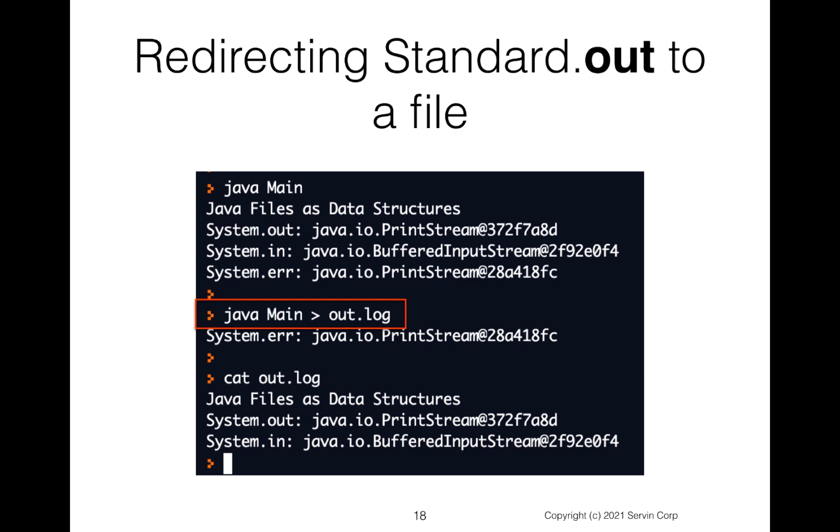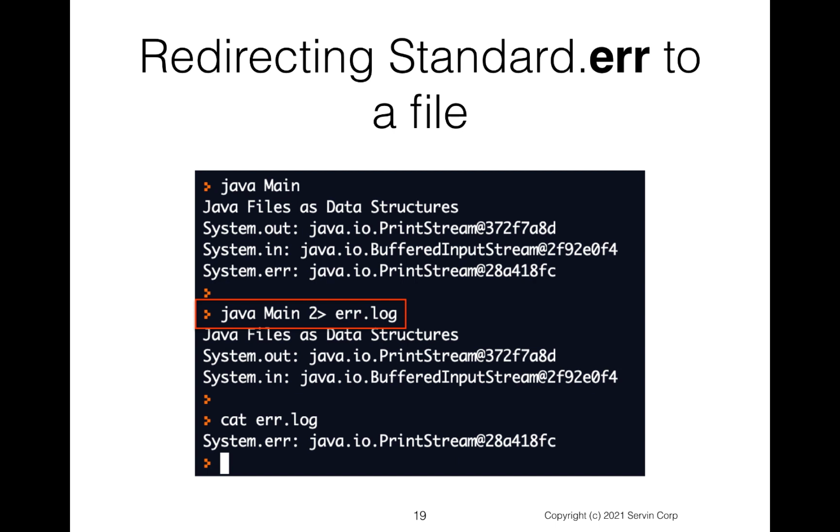You only see System.err. And in fact, if I do a cat of the out.log, we see that what's inside the log file is of course the title, the Java files as data structures, and the System.out and the System.in. The key observation you should be making here is that by default, when you redirect the output, your error messages, that is things sent to System.err, are not redirected. Instead, they come straight to the screen as we see here, System.err. Of course, suppose you want to redirect System.err. Turns out you can do that from the command line there in the middle. Notice where I say java Main with the number 2.